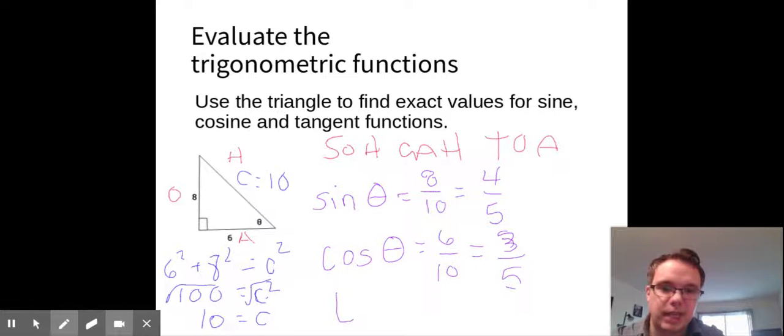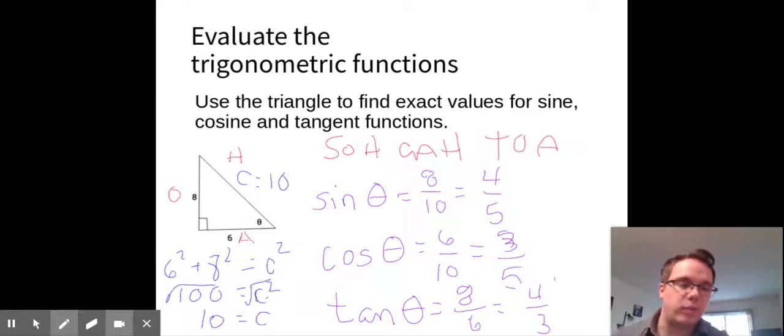And finally, for tangent of theta, we're going to take our opposite side 8 and put it over our adjacent side 6 and see if we can simplify that. And we can, to 4/3.